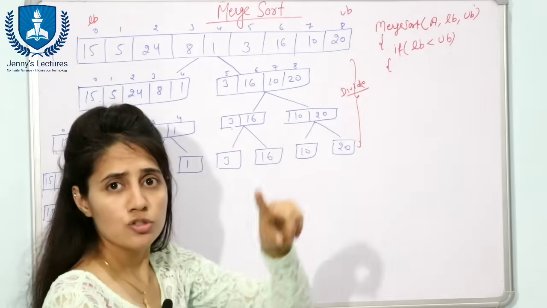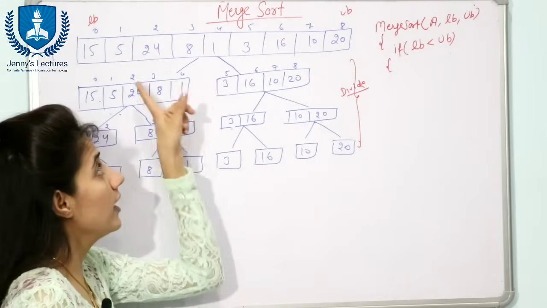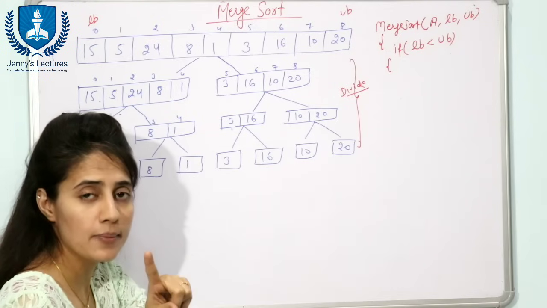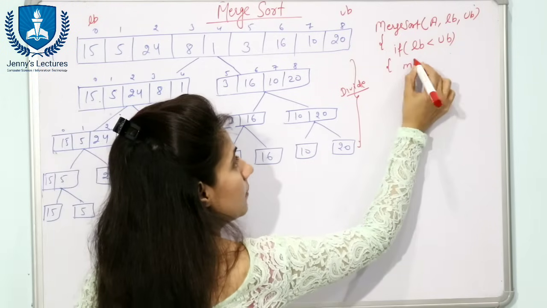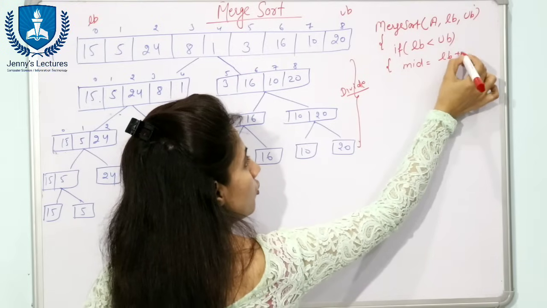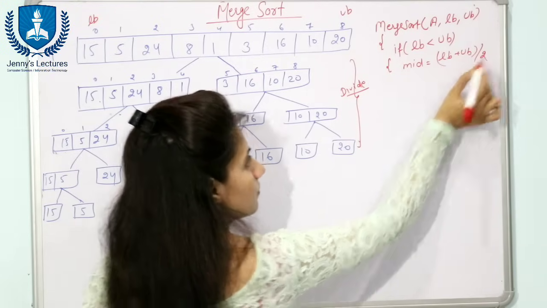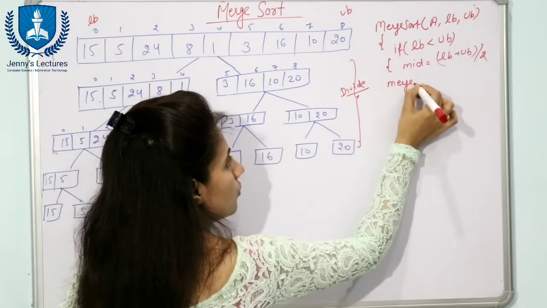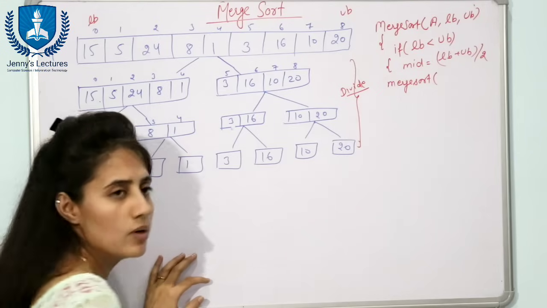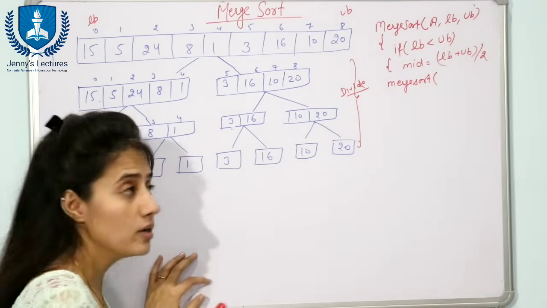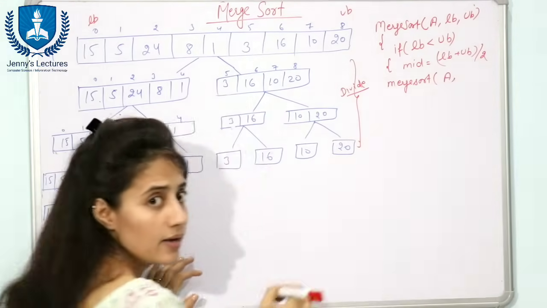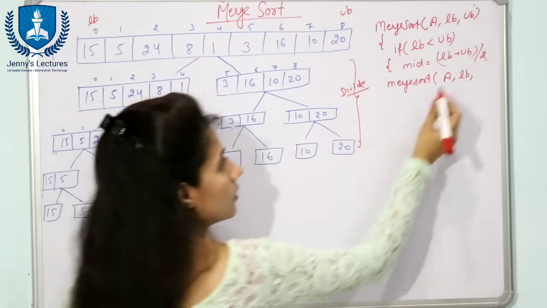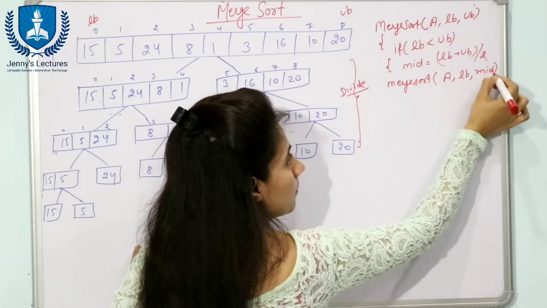Now if this condition is true, next we divide the array into 2 equal halves. For that you have to calculate the mid element. How to calculate the mid element? Mid is equal to lower bound plus upper bound divided by 2. Now we again recursively call merge sort on array A, from lower bound to mid.